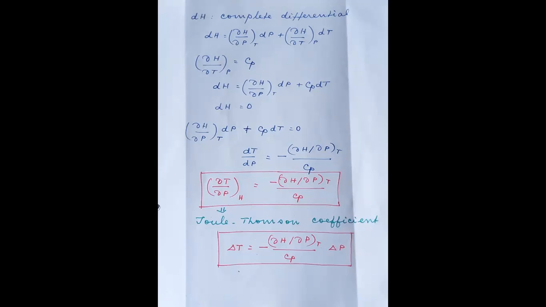Using this Joule Thomson coefficient, you can very easily relate the temperature change with the pressure change. Conventionally it is written as ΔT is equal to minus (∂H/∂P) divided by Cp into ΔP. So if you are aware of ΔP, you can very easily find out ΔT, the temperature change corresponding to the pressure change of the system.